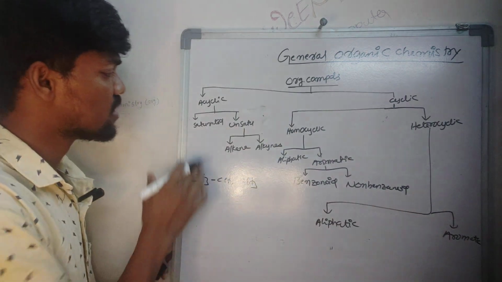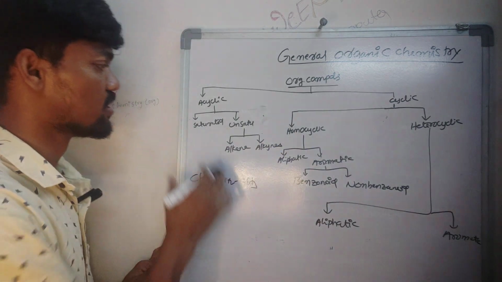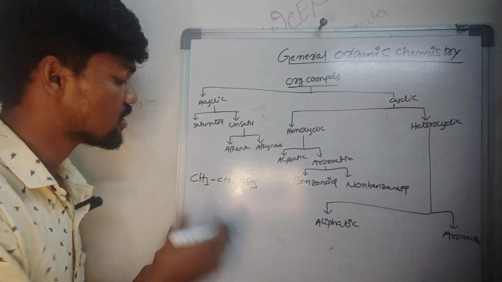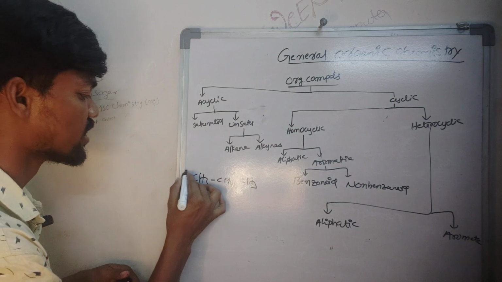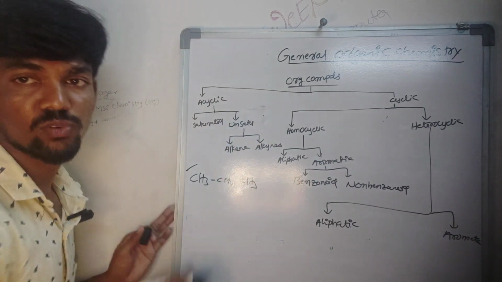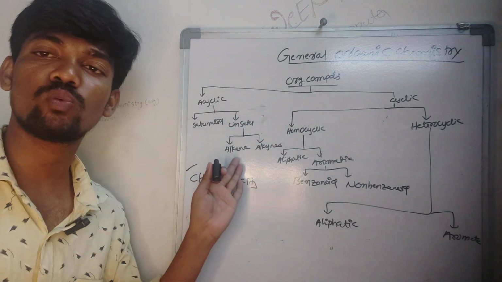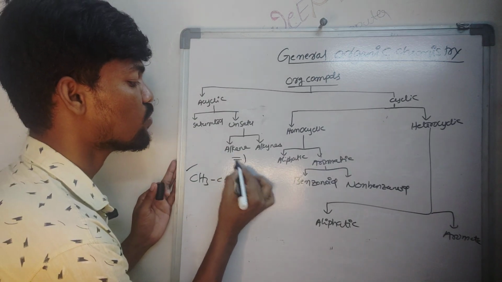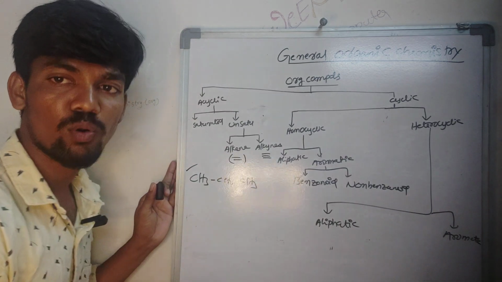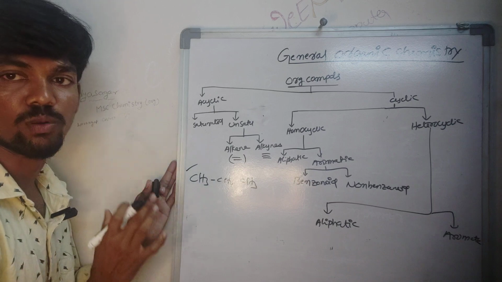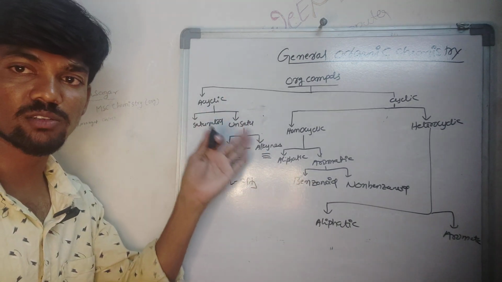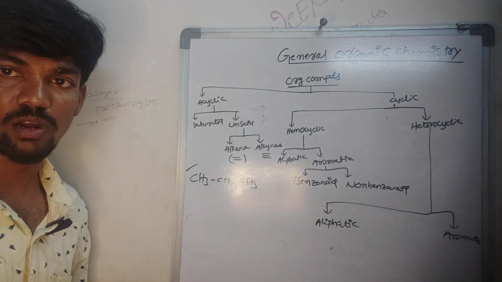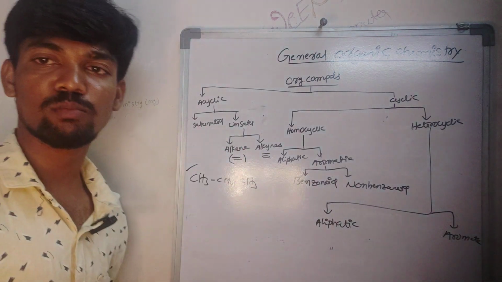Two types are there: saturated and unsaturated. Saturated means what? No double bond, no triple bond. Without double or triple bonds, this is saturated. Unsaturated also has two types: alkene and alkyne. Alkene means a double bond will be there, alkyne means a triple bond will be there. So acyclic compounds are two types: saturated and unsaturated. Unsaturated are two types: alkenes and alkynes.